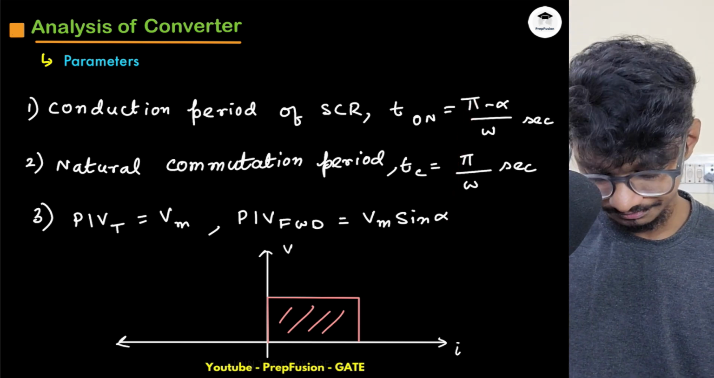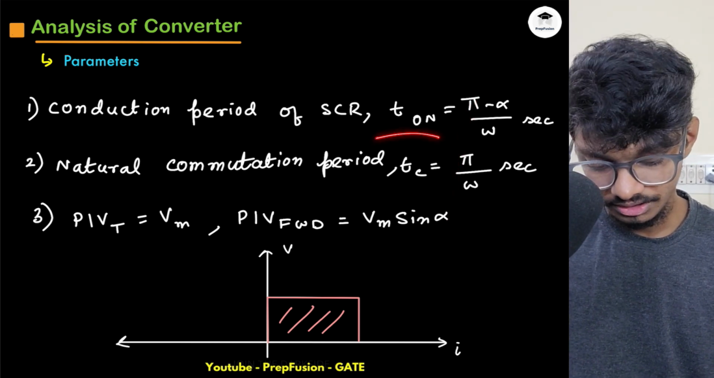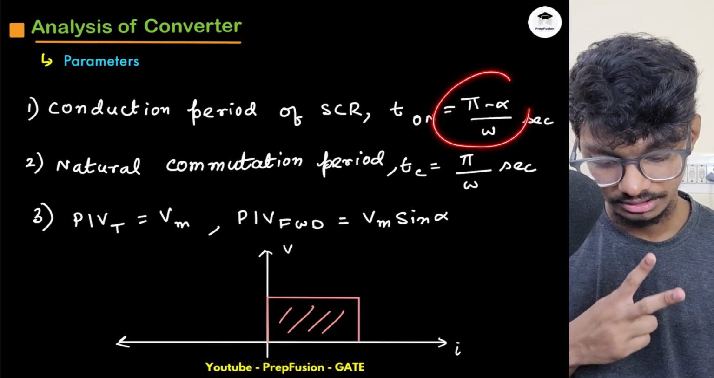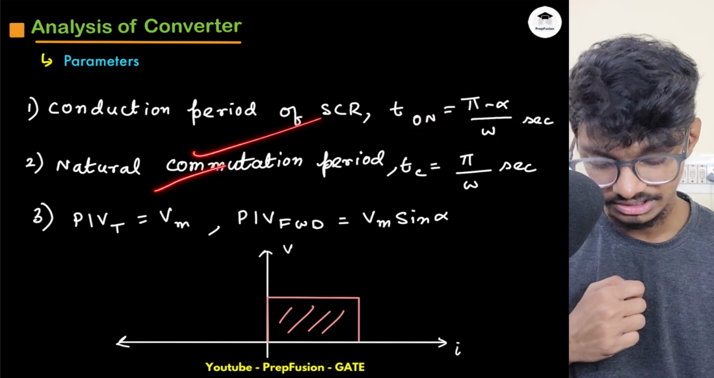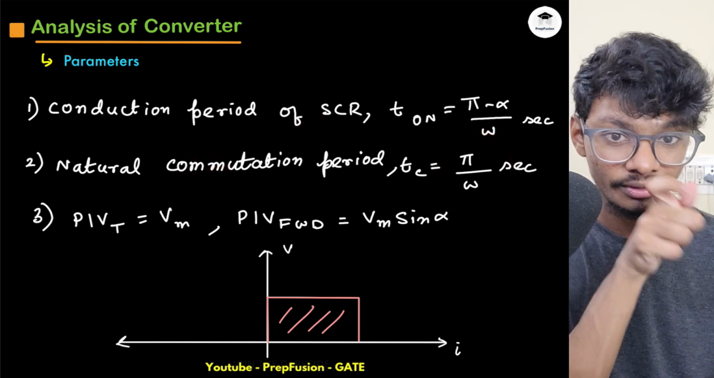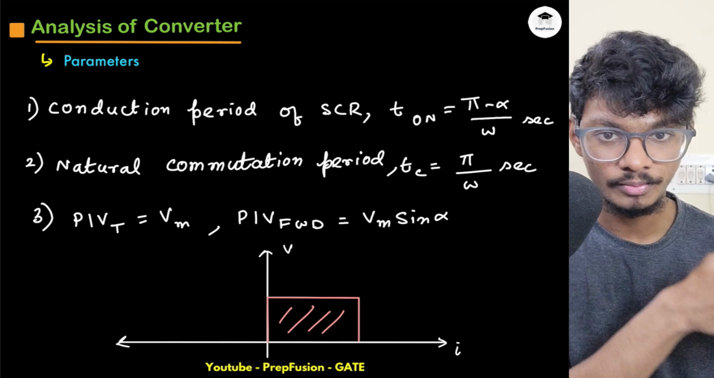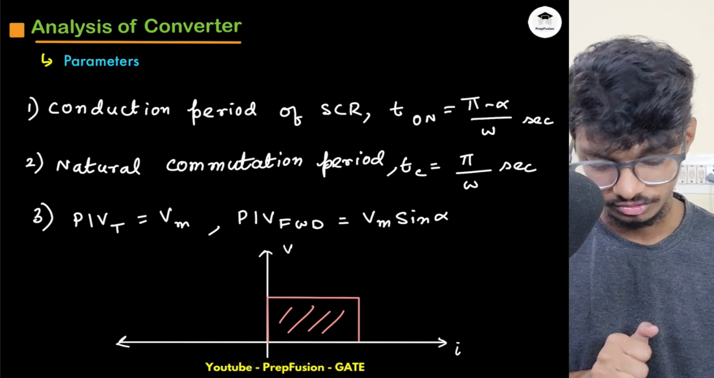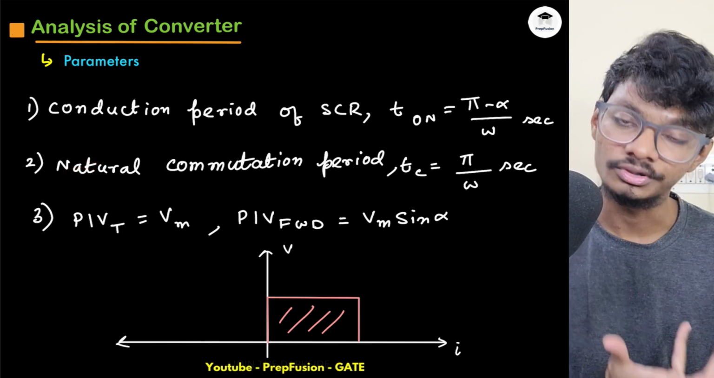So the conduction period is basically T on is pi minus alpha by omega. This is the time for which the SCR is turned on. The natural commutation period is again pi by omega, because the inductor is naturally commutating it at omega equals pi plus, and from pi plus to 2 pi, the SCR is always in the reverse blocking mode, so it is off. Now what is the peak inverse voltage of the thyristor?